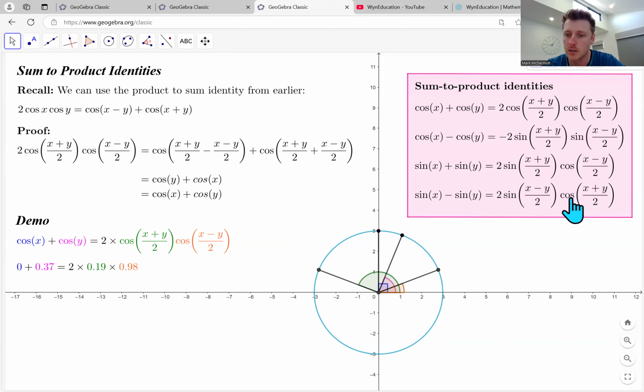Again, similarly, these other three can be proved in a very similar way by using the product to sum identity that we just spoke about. Okay, again, let's just look at a demonstration. So again, just looking at this first sum to product identity. If we were to write it out like this, again, x is the blue angle, y is the pink angle, the green angle is (x plus y) on 2 this time, and the orange angle is (x minus y) on 2.